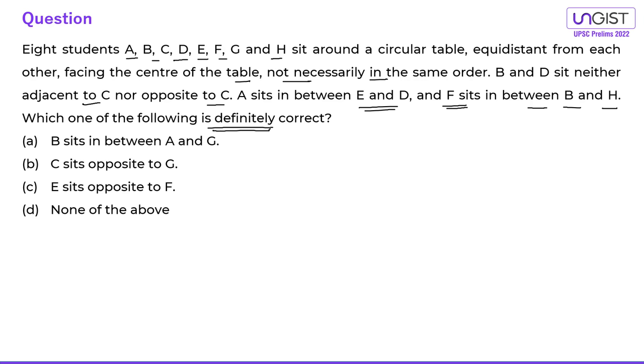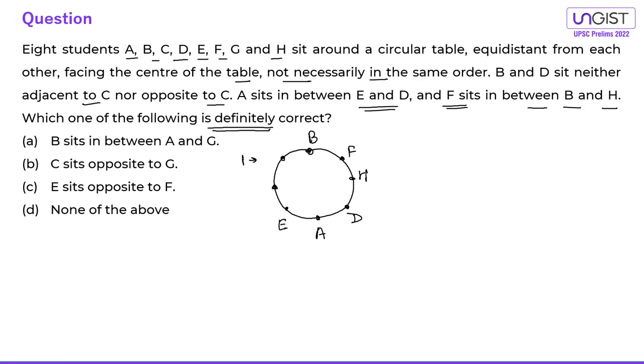Okay, everyone. In this question, I have drawn the possible seating arrangements, and I have got three possible seating arrangements. So I'm showing all the arrangements in front of you. The first seating arrangement from the given information: there are 8 people, 1, 2, 3, 4, 5, 6, 7, 8. The question says A sits between E and D. After that, F sits between B and H.